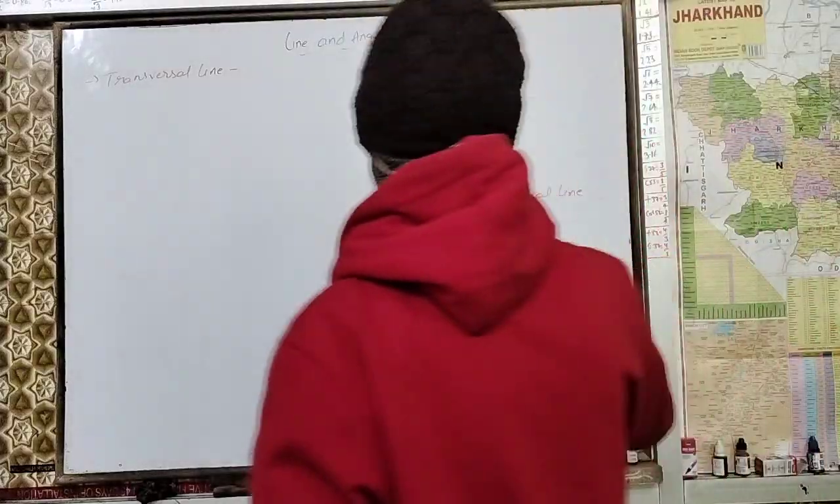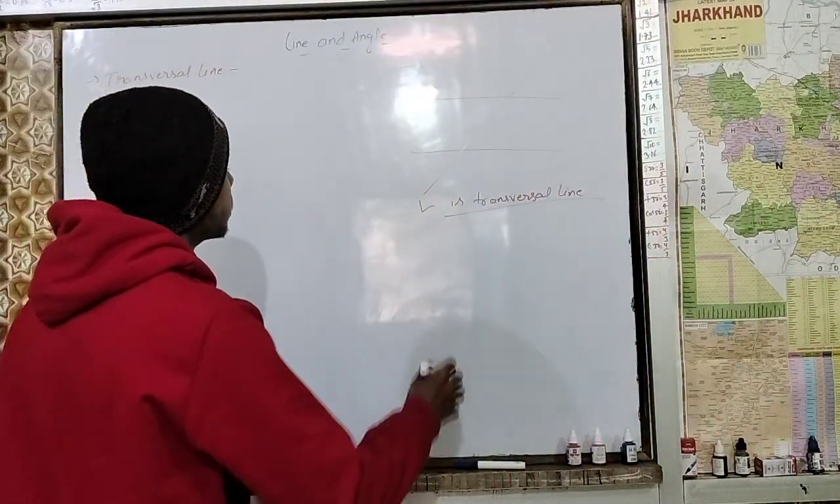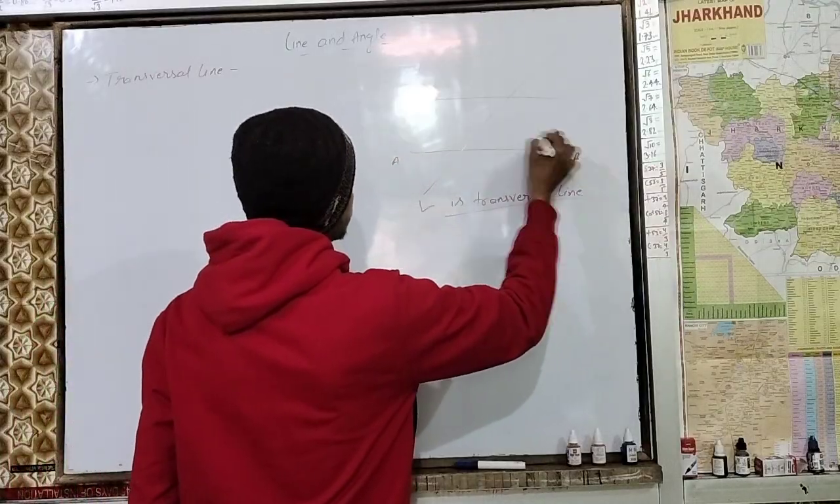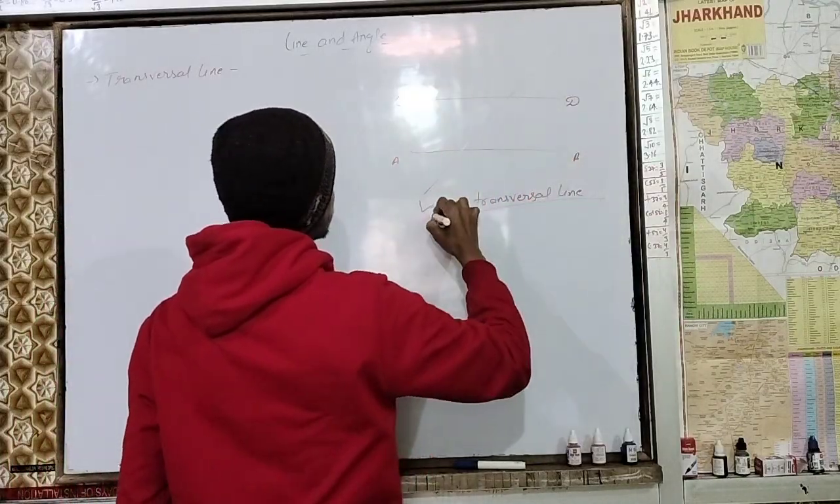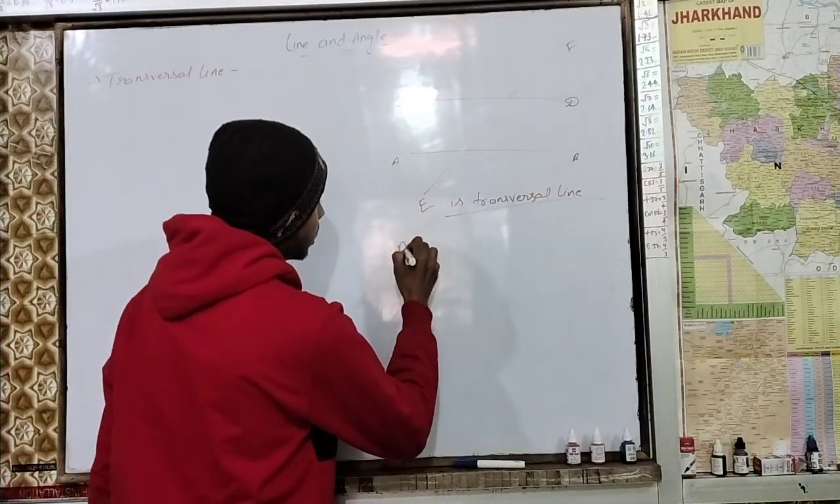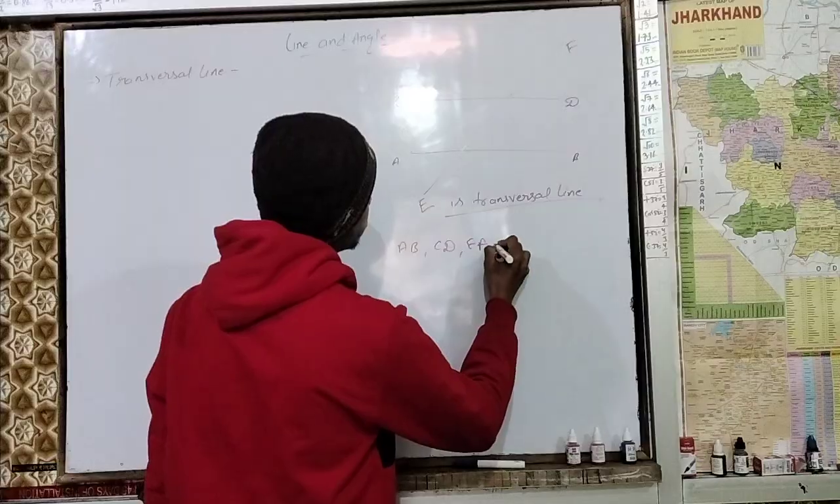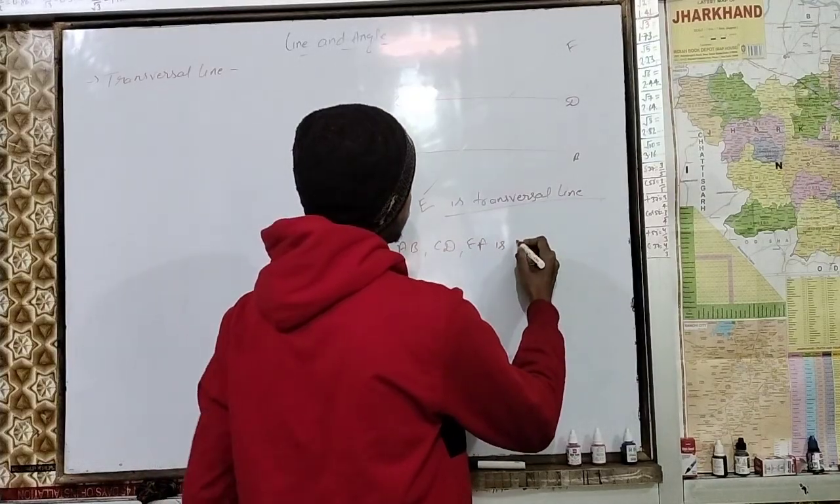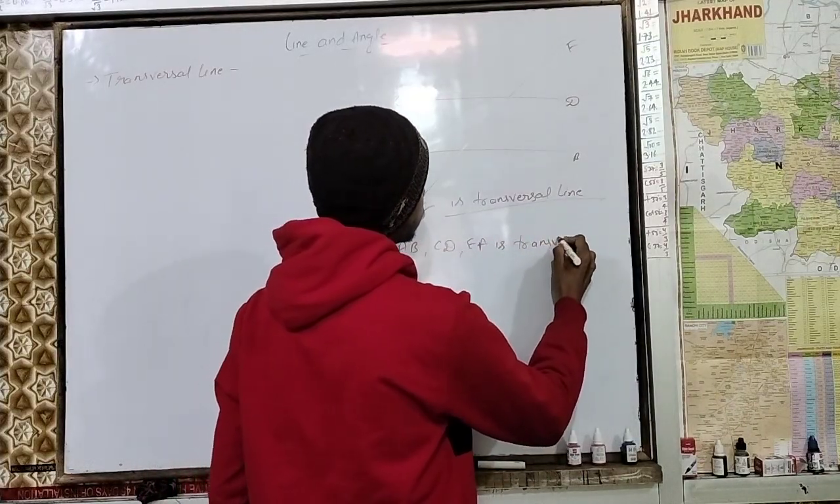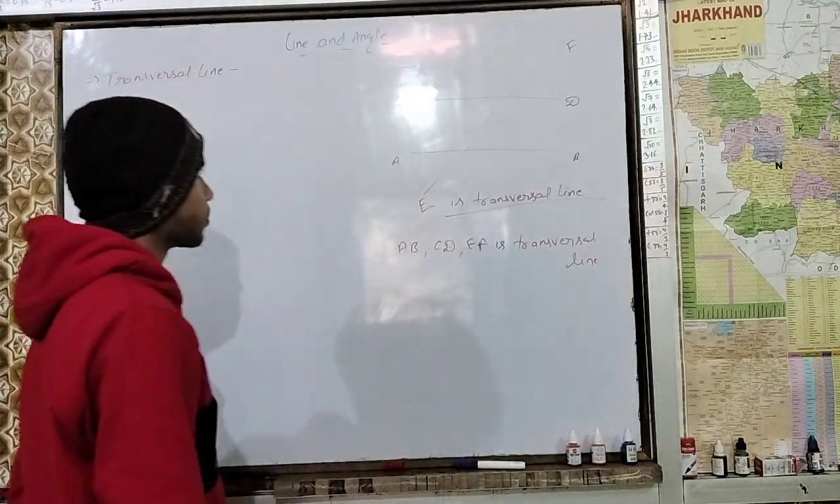Let's explore more about this transversal. This is our A, B, C, D, E, F. Now how do we call it a transversal line? My answer would be A, B, C, D, E, F is a transversal line. Transversal line. Okay.